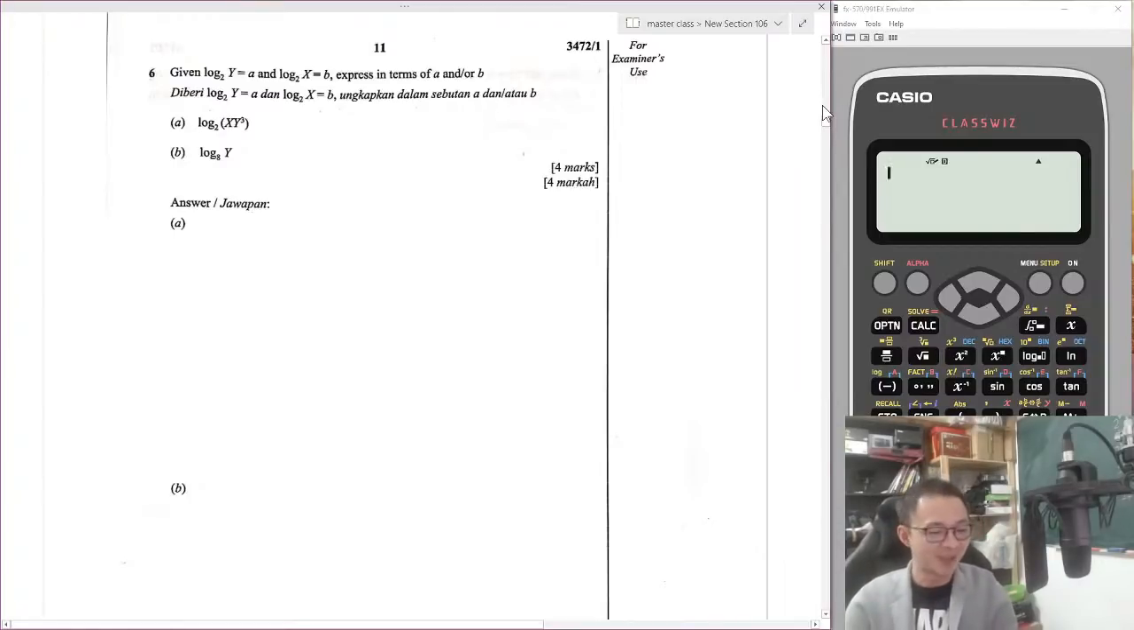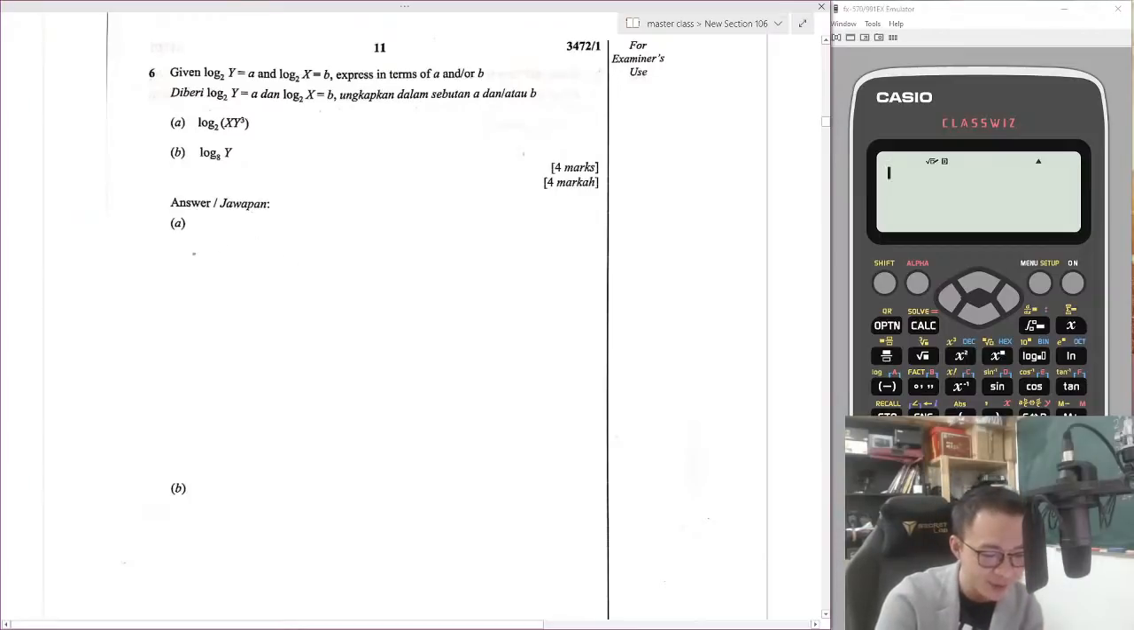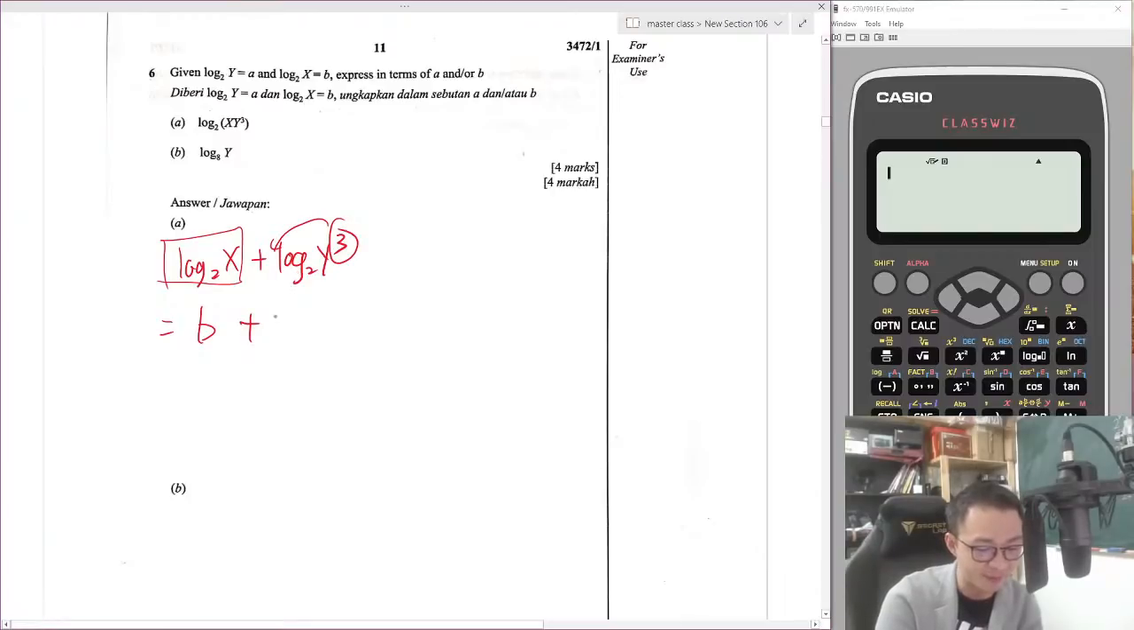Alright, so let's continue because we have 25 questions and very limited time here. So we solve these log questions. They asked us to express in terms of a and b. So we have log 2, and this one I expand to become plus, isn't it? And then log 2x is very easy, it's b. This one I can move the 3 to the front, becoming 3 multiplied by log 2y, which is a. Okay, done. This is part A.